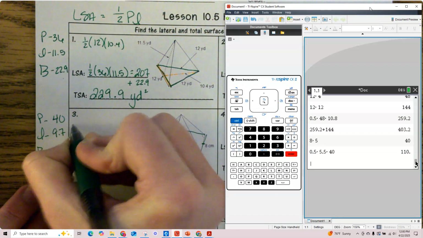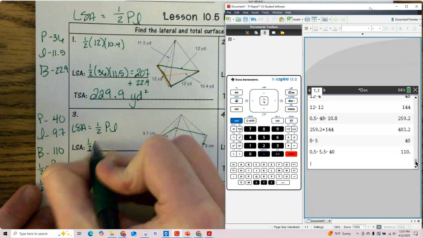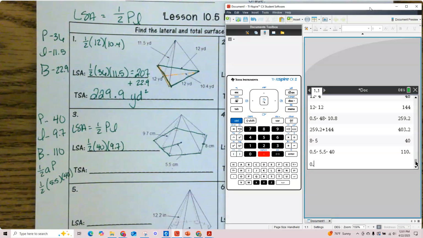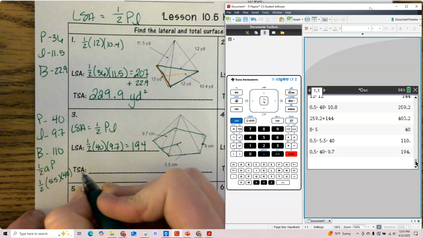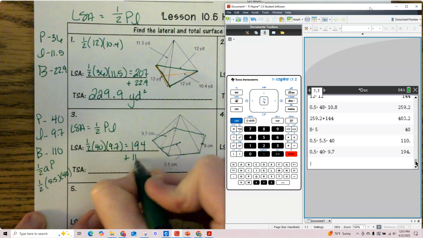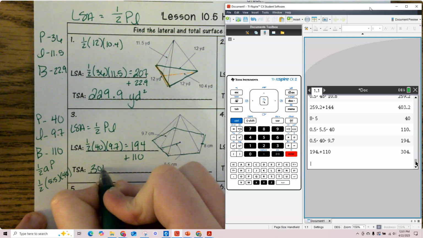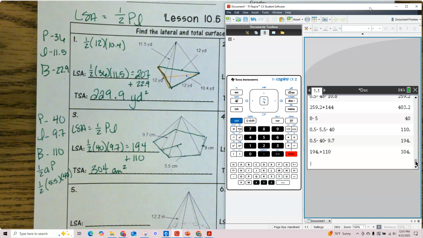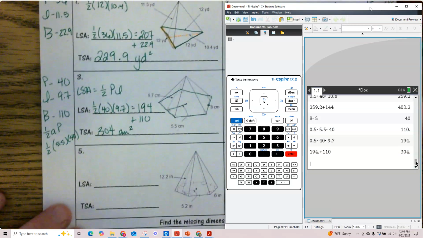So LSA, lateral surface area, 1/2 PL. So 1/2 times the perimeter times the slant height. And we get 194. To find the total surface area, we just add that big B onto it. So 304. And this one would be centimeters squared. And then we'll do one more like that.